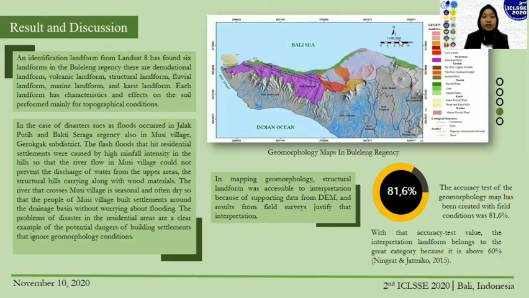In the case of disasters, such as floods that occurred in Jalak Putih and Bakti Seraga, also in Musi Village, Gerokgak subdistrict. The flash floods that hit residential settlements were caused by high rainfall intensity in the hills, so that the river's flow in Musi Village could not prevent the discharge of water from the upper areas. The structural hills carried along wood materials. The river that crosses Musi Village is seasonal and often dry, so the people of Musi Village built settlements around the drainage basin without worrying about flooding. The disaster problem in the residential area is a clear example of the potential danger of building settlements that ignore geomorphology conditions.